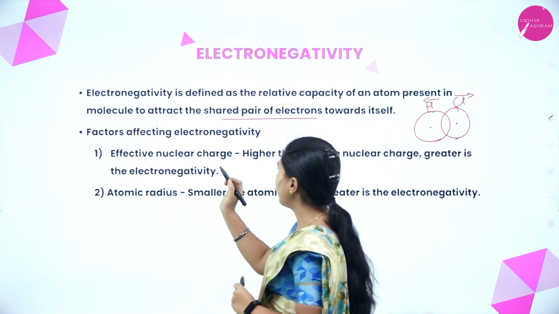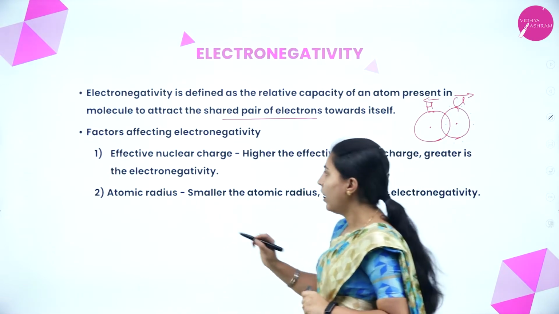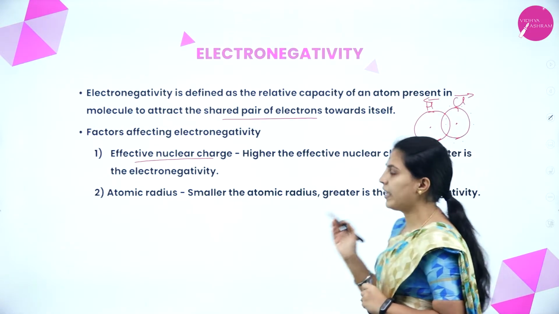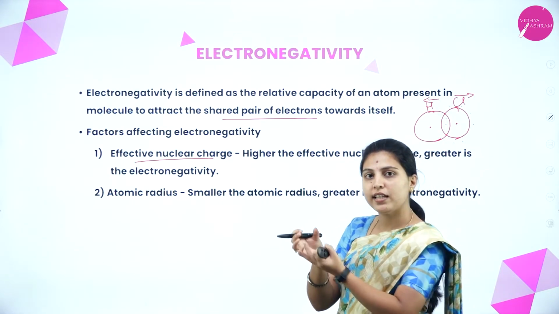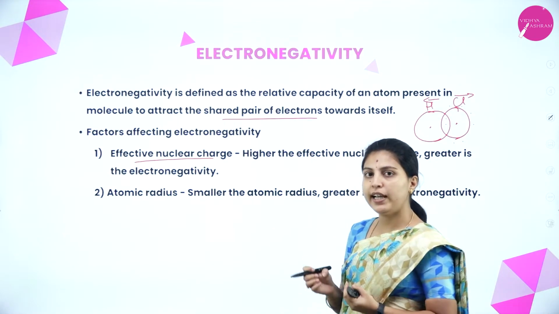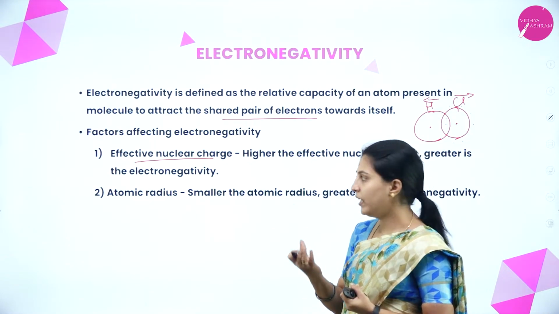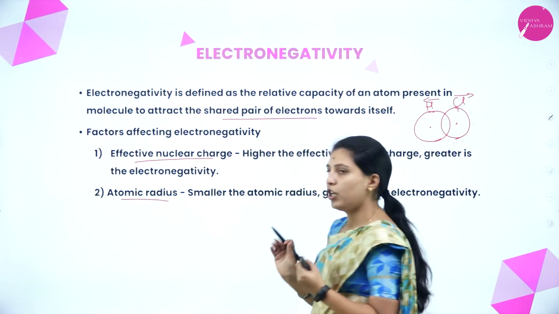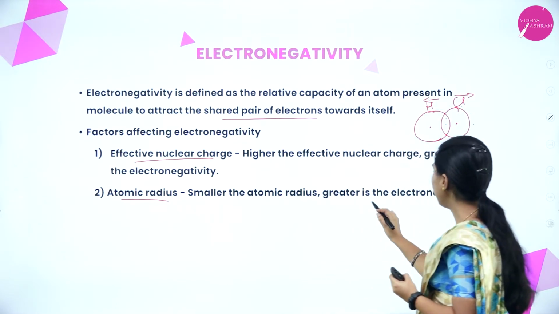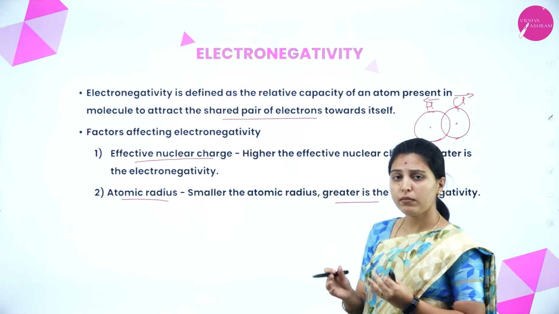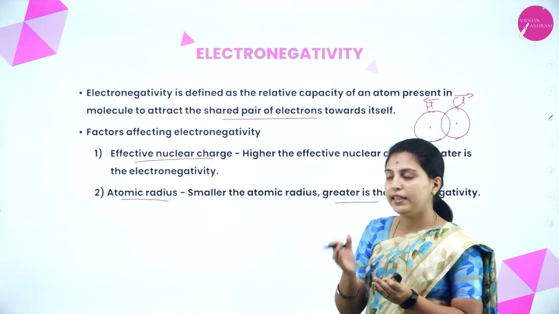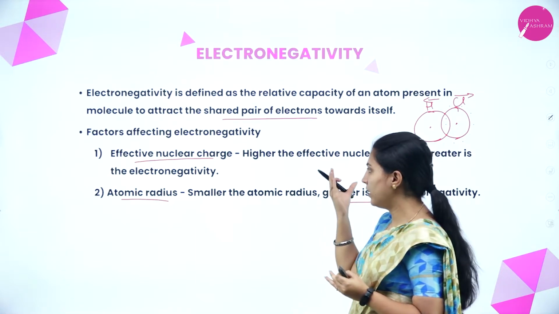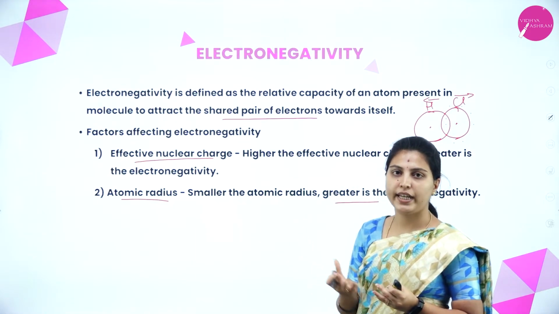Factors affecting electronegativity: effective nuclear charge. The higher the effective nuclear charge, the greater the electronegativity. When the nucleus has more potential to pull the electrons towards itself, then the electronegativity will be greater. Another one, atomic radius. The smaller the atomic radius, the greater the electronegativity. When the atomic radius is small, the atom can experience the electronegativity feature very nicely.